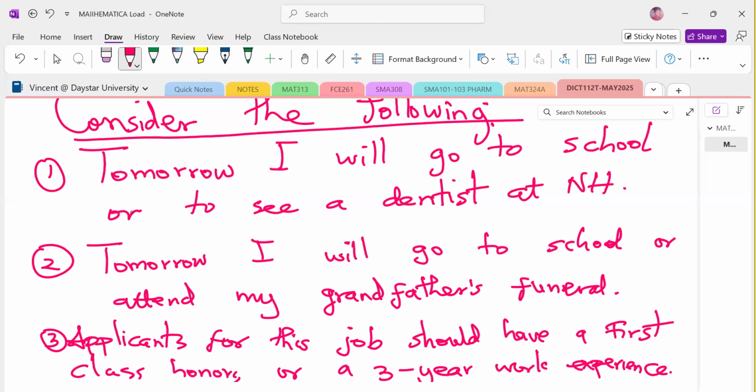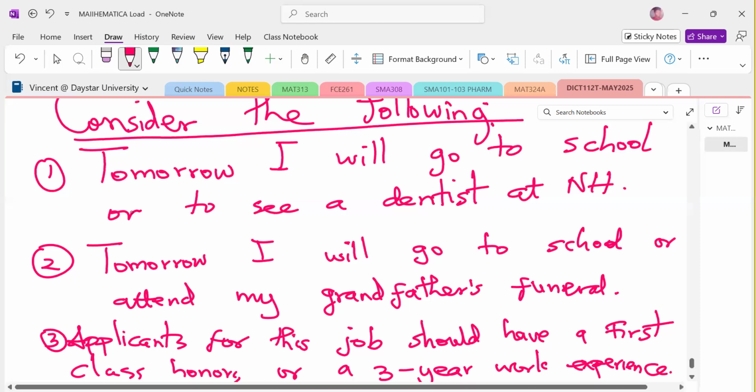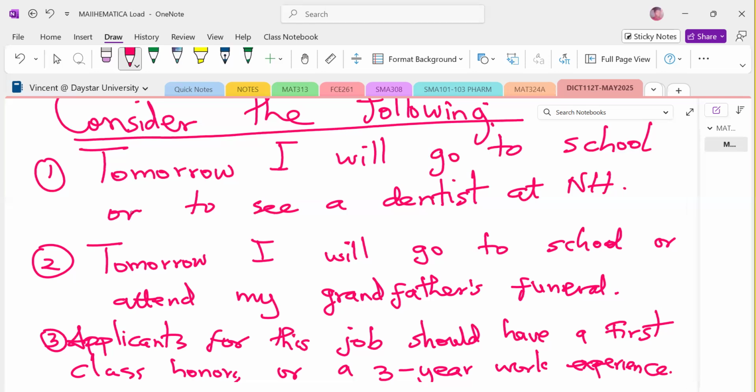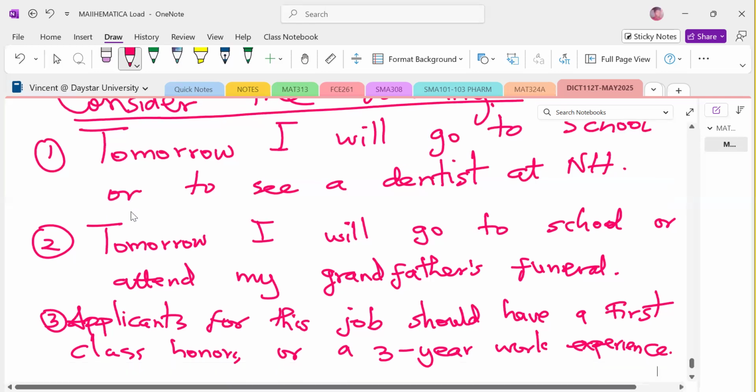One dimension is the inclusive aspect, which takes care of everything. But the other aspect is the exclusive sense, which does not allow all the activities to happen simultaneously. So that results into two types of disjunctions. There's what we call inclusive disjunction, and there's what we call exclusive disjunction. So we'll define each of them.